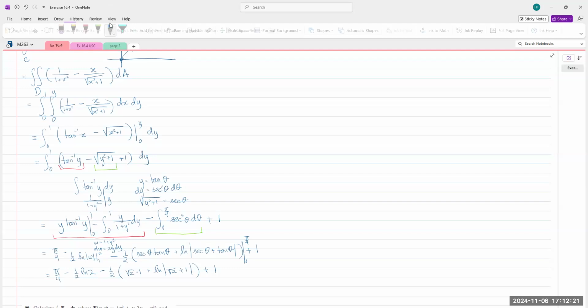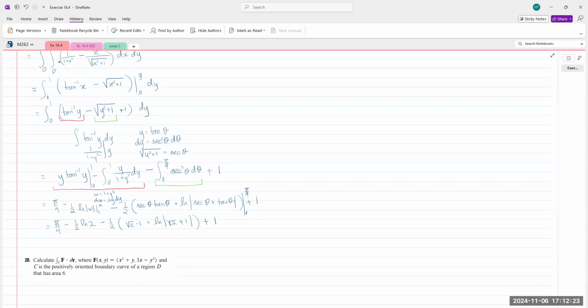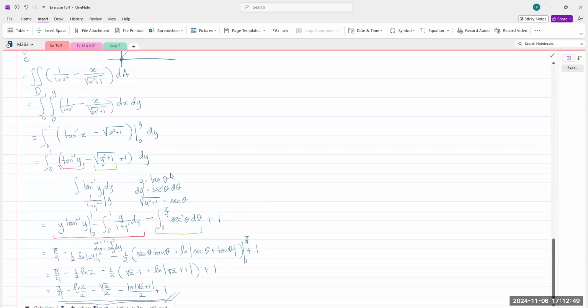I'm so lazy to simplify this, but I guess I still need to. So pi over 4 minus natural log 2 over 2 minus radical 2 over 2 minus 1 natural log of absolute value of 2 plus 1 over 2 plus 1. Simplify further yourself. I may have made some miscomputation somewhere in between, but I kind of get bumped here.